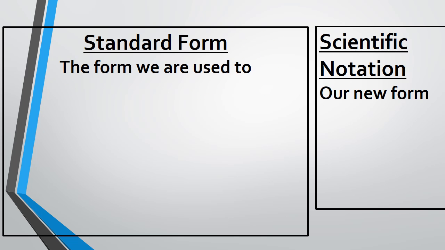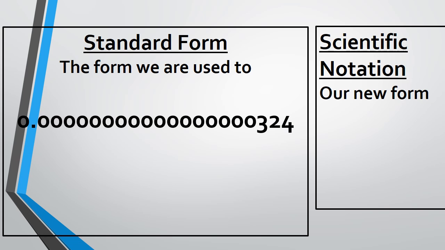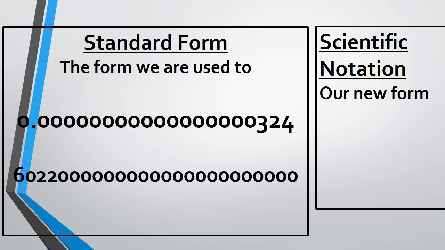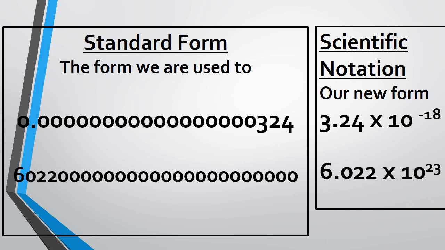So firstly, we need to know what the standard form is. So the standard form is just what is called the form that you're used to. So this very, very small number and this very large number are both in standard form. The scientific notation form looks a lot neater to write down. It's a lot easier. It looks like this. So this actually represents the number on the left in scientific notation, and this is the number beneath it in scientific notation.